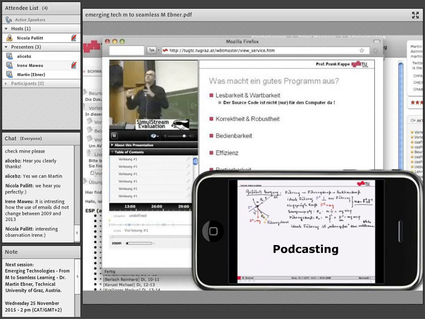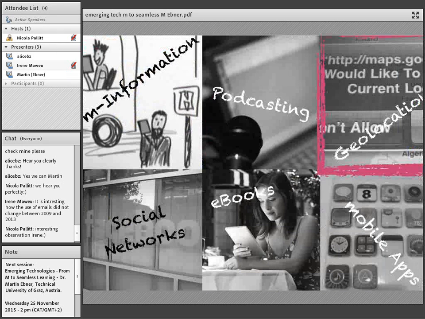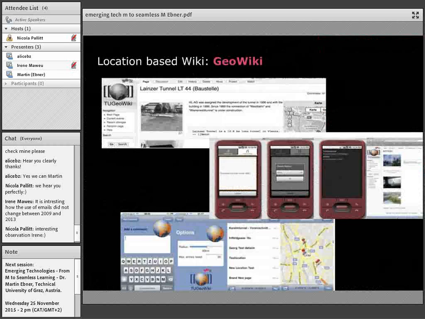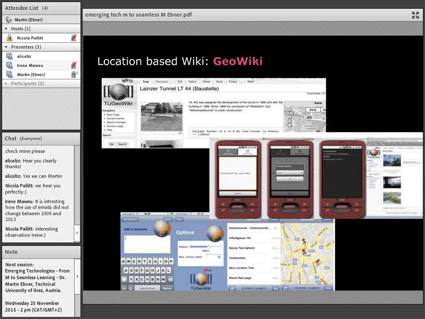It's also a huge part of mobile learning. Then, of course, the geolocation. I addressed it before. That is an example for geolocation-based learning.